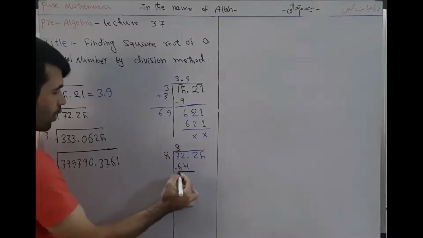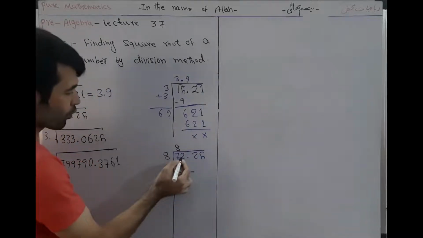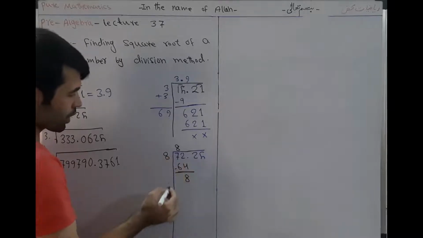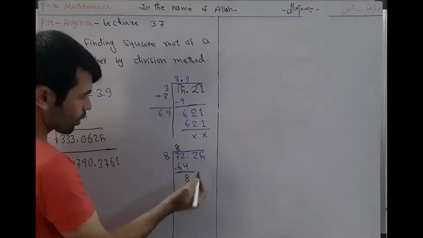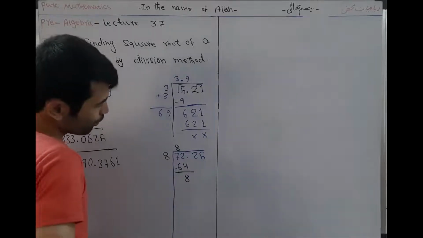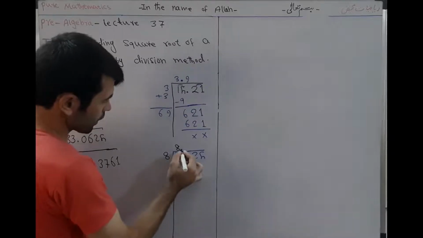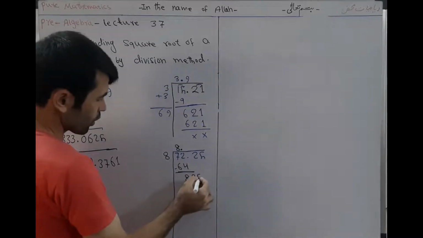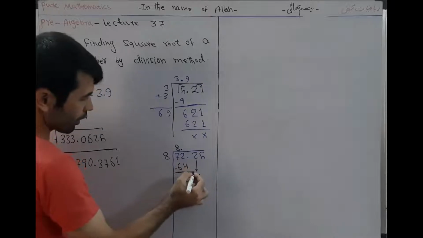We subtract this number. 12 minus 4 is equal to 8. 6 minus 6 is equal to 0. When we reach the decimal point, we have to write the decimal point here. Now we write down 25.